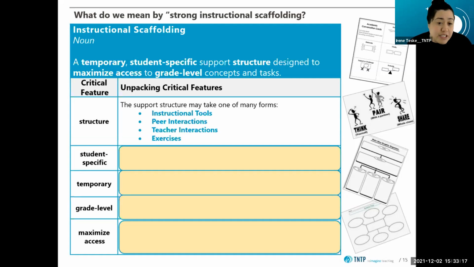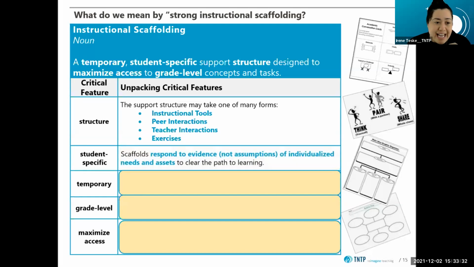And the structure might just be exercises that have become routine in your classroom, like a visualization strategy or something similar. These scaffolds must also be student specific. So they are responding to evidence and not an assumption about an individual student's needs or what assets they bring to the classroom, but they are specific to what we know and what's been evidenced by the students' previous performance.